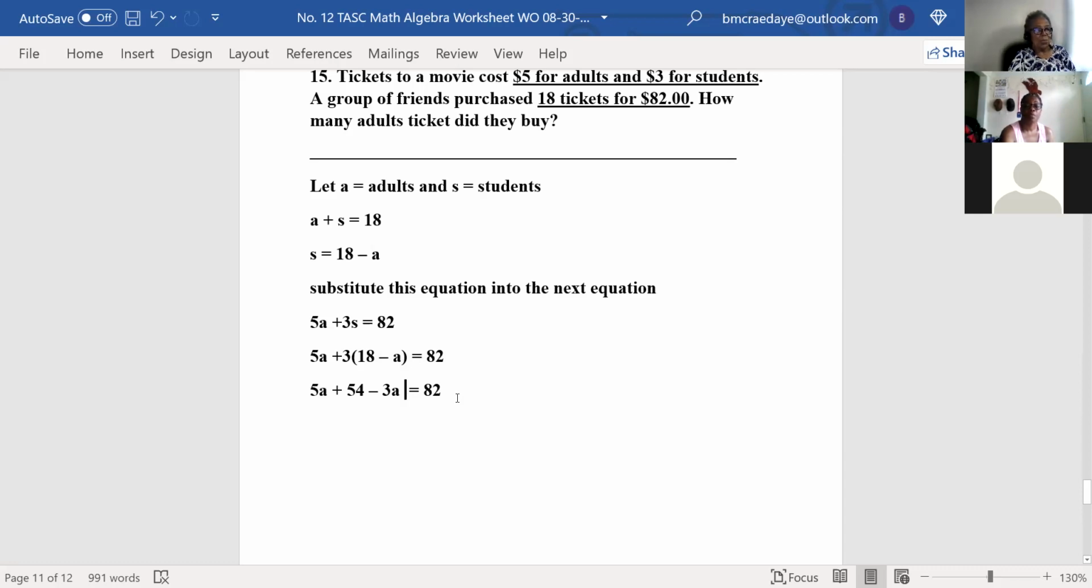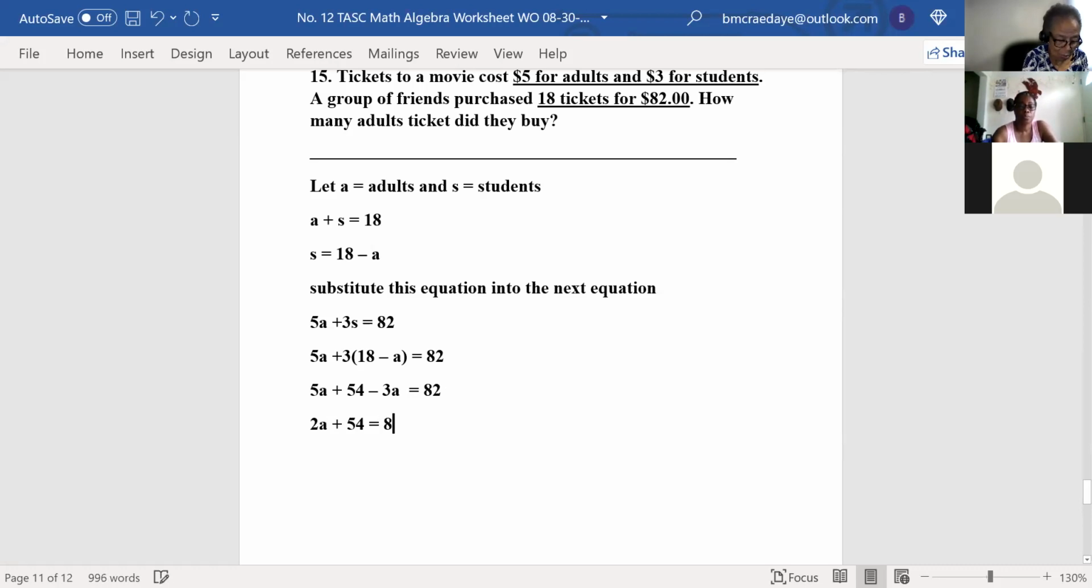So therefore, because you have A on both sides, can I just combine those like terms? Yes, combine the like terms. So what would that give me? You would have just 2A. 2A, that's right. Very good. 5A minus 3A is 2A. So I have 2A plus 54 equal 82.